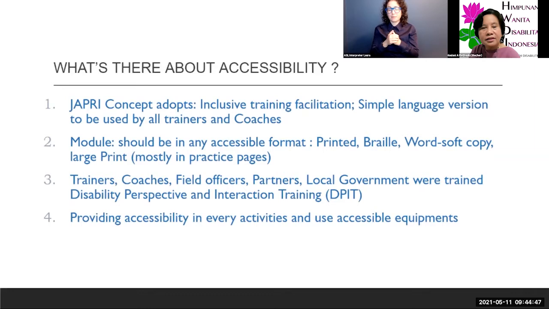Third, the trainers, the coaches, field officers, partners, and local governments were all trained in disability perspective and interaction training. This DPIT stands for Disability Perspective and Interaction Training. All the trainers were also created at the time we designed the preparation of the projects. The fourth is providing accessibility in every activity and using accessible equipment, such as accessible venues and transportation, such as lower deck cars, anything that makes it easier for all persons with disabilities to be involved.